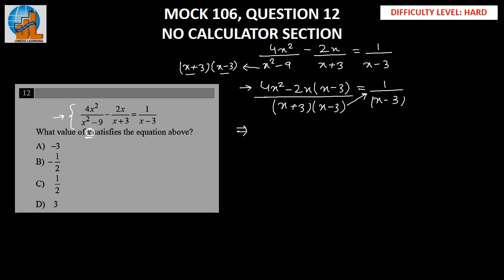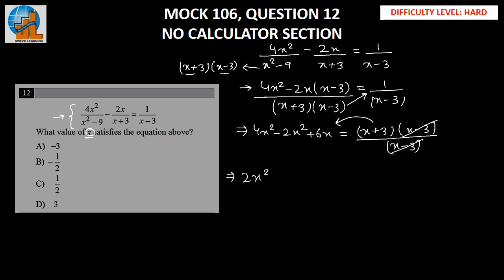simplify this numerator here. So it would be 4x² minus 2x² plus 6x is equal to (x plus 3) into (x minus 3) upon x minus 3. Now we can cancel out this x minus 3 and x minus 3 and bring this x plus 3 to this side, which implies this should be equal to 2x² plus 6x minus x minus 3 is equal to 0, which will give us 2x² plus 5x minus 3 is equal to 0.